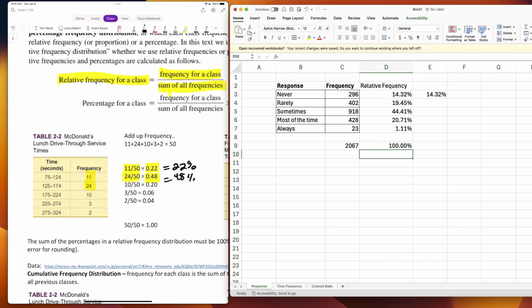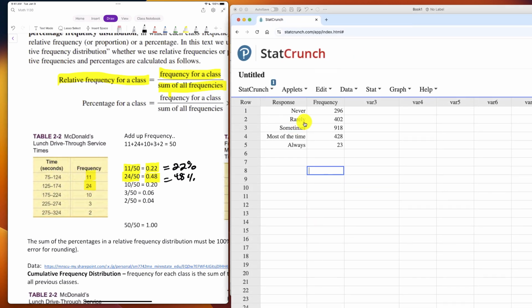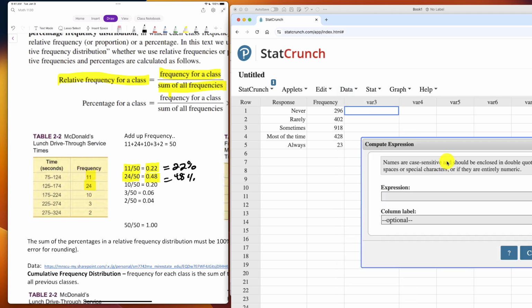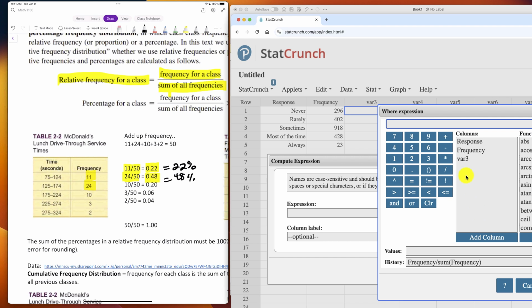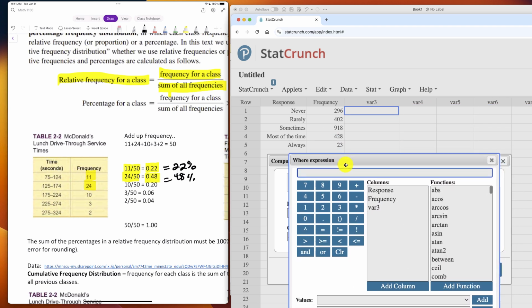Now we can do the same thing in StatCrunch. If you prefer just to keep doing StatCrunch, you can do that as well. So let's quickly look at that. StatCrunch is a little bit different, but it's the same data. What we're going to do is go into Data, Compute, Expression. You're making a function here. And you click Build. And what we're going to do is build that same kind of relative frequency. So the relative frequency was the frequency value divided by the total.